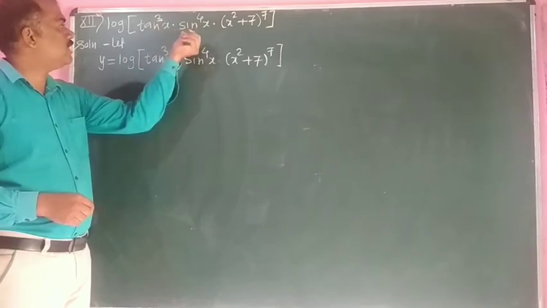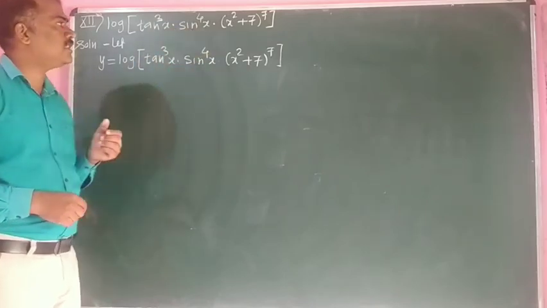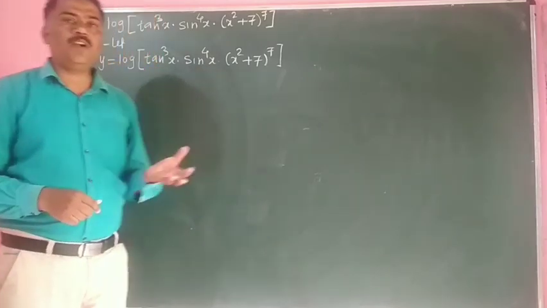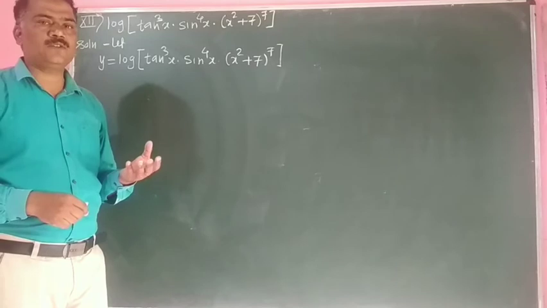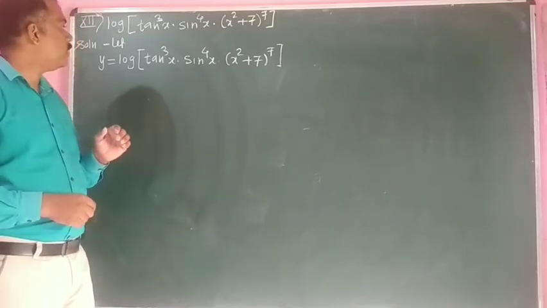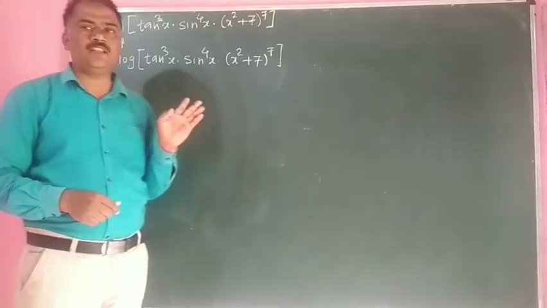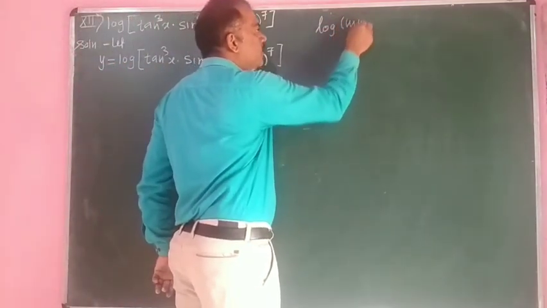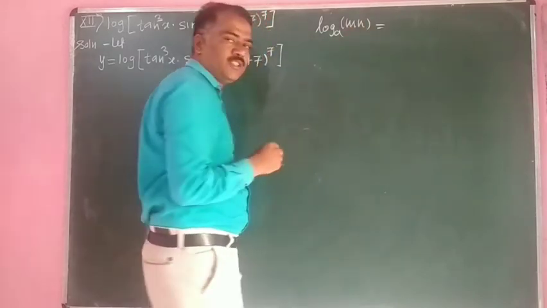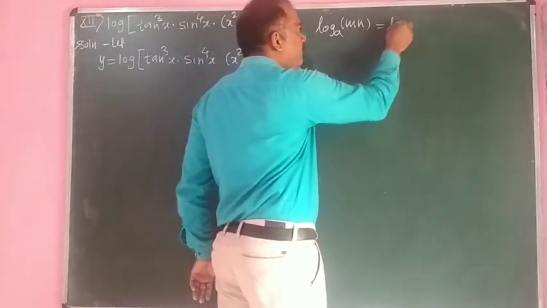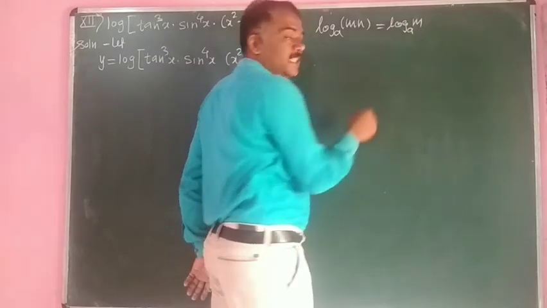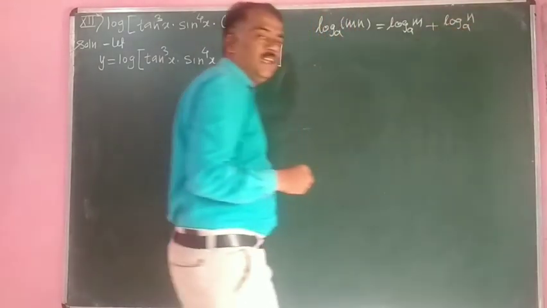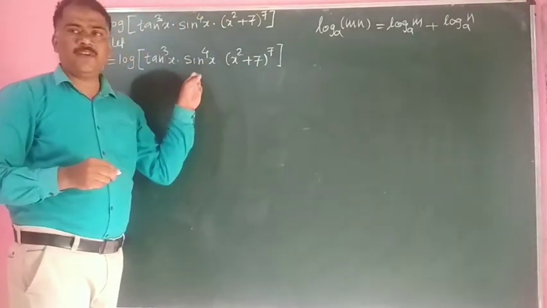tan cube x into sine x raised to 4 into x square plus 7 raised to 7. That means we have to use the product rule, and the product of three functions. It is very difficult, so there is another way. We have to solve that by using the rules of the logarithm. We have to know the rule: log of m into n to the base a, for any base, is log of m to the base a plus log of n to the base a. By using this rule, we simplify this first.